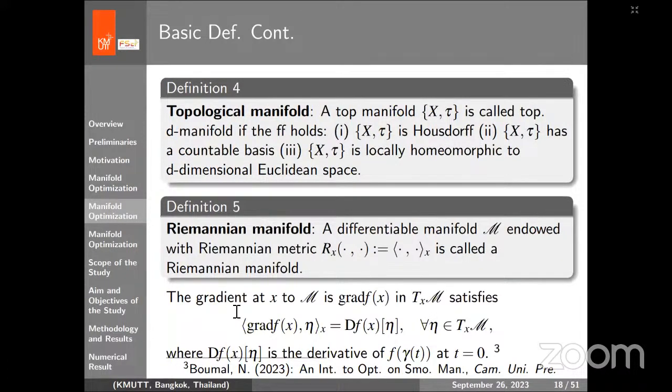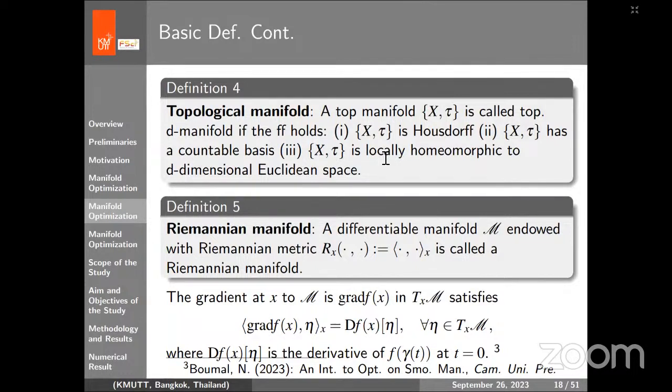Also, we require the concept of a topological manifold. A topological space is called a topological manifold if it satisfies the following conditions. First, the topology is Hausdorff. It has a countable basis, and it is locally homeomorphic to d-dimensional Euclidean space. This is one of the important properties that we normally use in order to move around the manifold.